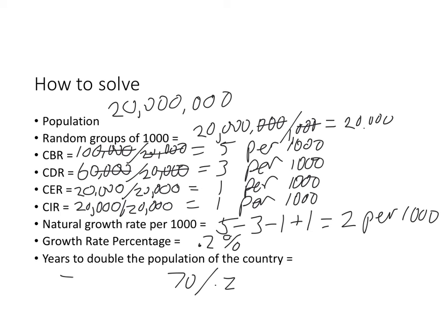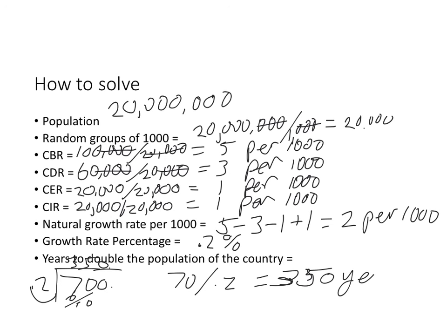And if we do that longhand over here, we see 0.2. We have to move the decimal point, add a 0 there, move the decimal point. 2 goes into 7 3 times. That's 6. Leaves you 1 left over. 2 into 10 goes 5 times. And so we have an answer of 350 years for the country to double in size.